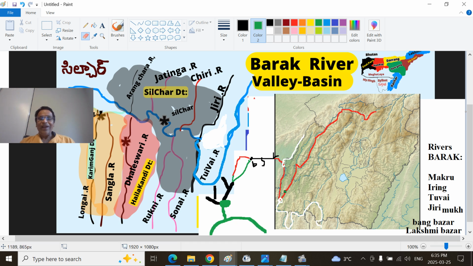And let's do the Makru river that joins the Barak river. Upstream, this is Lakhipur, this is the Jiri Mukh. I am trying to show all the rest of them. And the other river is the Iring river. This is the Iring river, the other part of the Iring river. So the green one is the Iring river. The same I put Makru. So these are the major upstream rivers. So you got the broader idea.